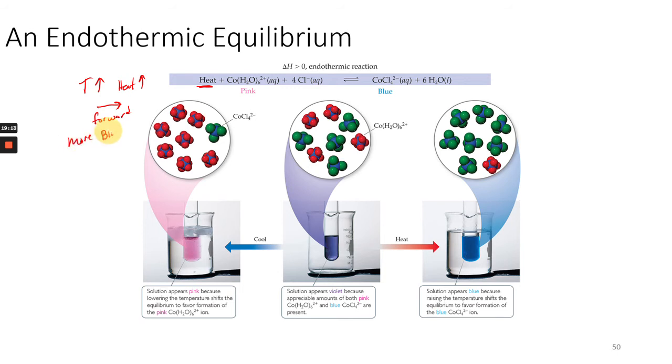And let's look at our diagram. Let's see, what does this say? Heat. So if I am increasing the temperature, I will become more blue.